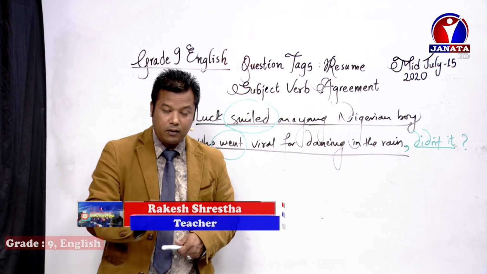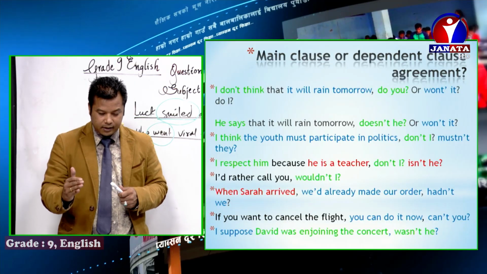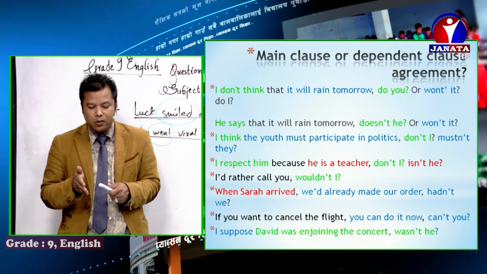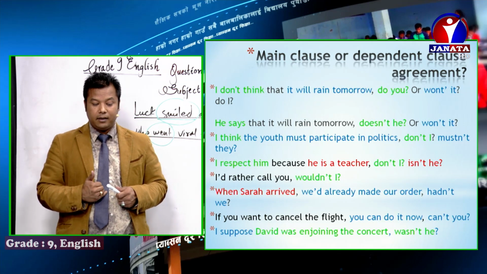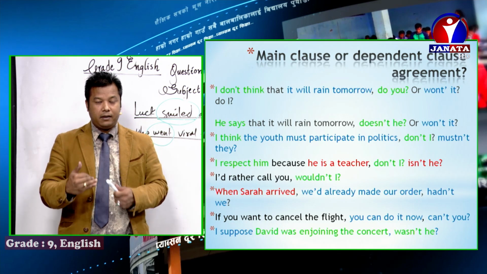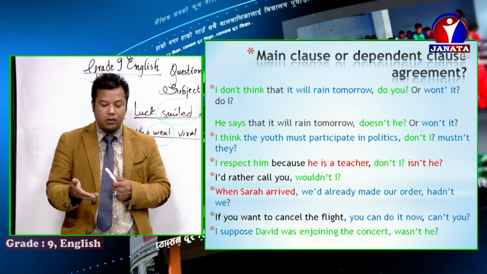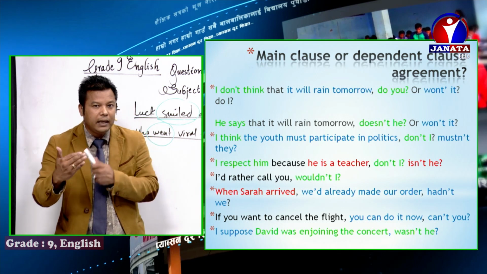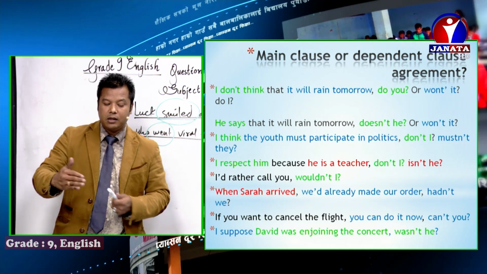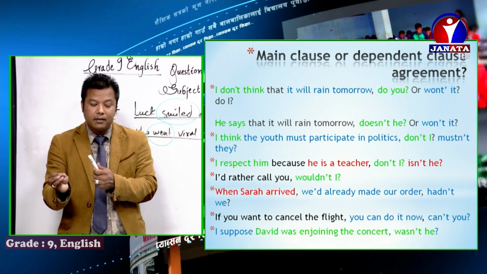Let's study. On the screen, extreme focus. Look at the first one, quite common. Okay, this is: I don't think that it will rain tomorrow. I've given you three tags: do you, or will it, or do I? Now see, how to choose the right answer. If I am a speaker, what is my intention? If I think like, I don't think that it will rain tomorrow, okay? If I'm asking my listener, do you also think this? I would use do you. If my focus is in the secondary clause, the dependent clause, it will rain tomorrow, on that particular idea, I would use will it. All right?